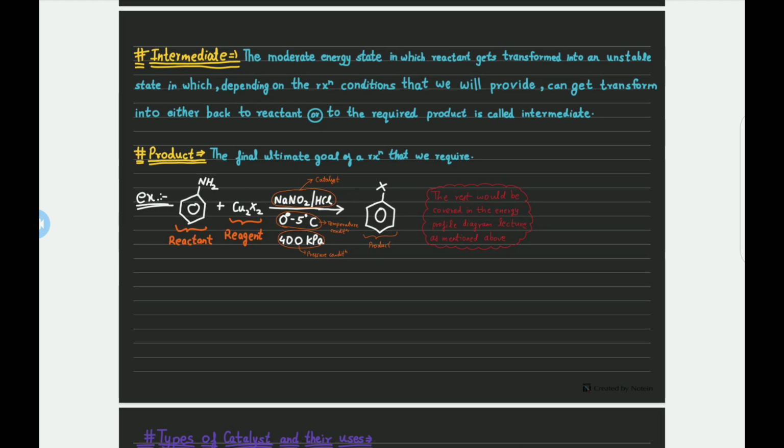Now let's see the next: intermediate. The moderate energy state in which the reactant gets transformed into an unstable state, which, depending on the reaction conditions that we provide, can get transformed either back to the reactant or to the product, is called an intermediate. It is a highly unstable energy state. Its energy is very high, and it depends on what reaction conditions we give to it. If we give it a condition in favor of the product, it will get transformed into the product. And if we give conditions in favor of the reactant, it will get transformed into the reactant.